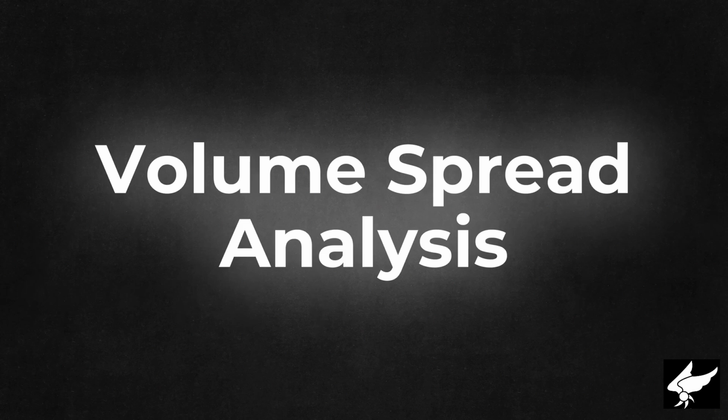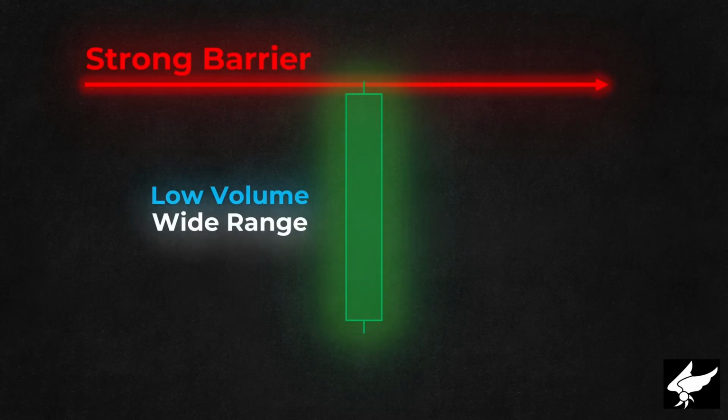A low volume wide range candle stopping at a strong barrier suggests that shallow supply or demand has been consumed throughout the course of the candle, and price has now encountered a deeper liquidity pool, supposedly at the strong barrier. This indicates a possible reversal.